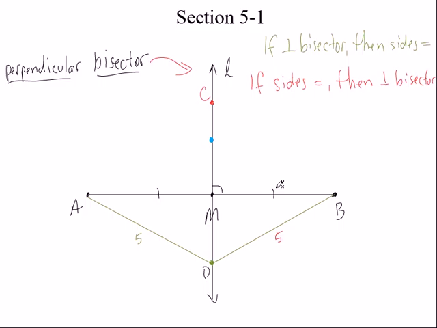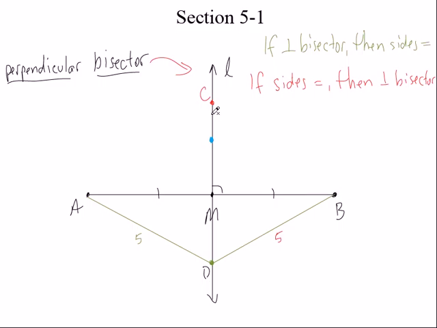One time I said, okay, we're starting off with a perpendicular bisector. Then these two sides must be equal. But what if I didn't tell you it was a perpendicular bisector? What if I told you just those two sides were equal to each other? What would be true about this line right here? It must be perpendicular, right? And this must be the midpoint, which means AM and MB are equal to each other. All right, does that make sense?